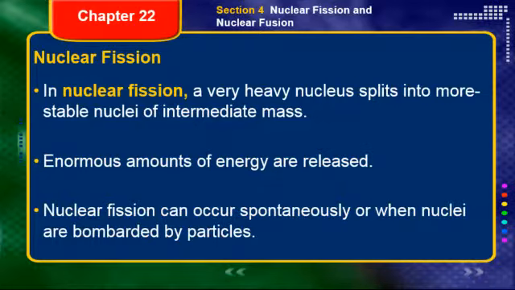Nuclear fission can occur spontaneously or when nuclei are bombarded with particles. And you can guess which one we use in nuclear power plants. We got to start this action by a bombardment with particles.